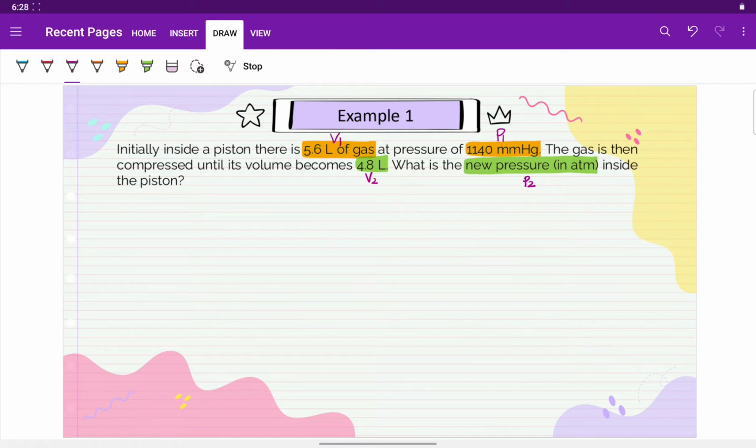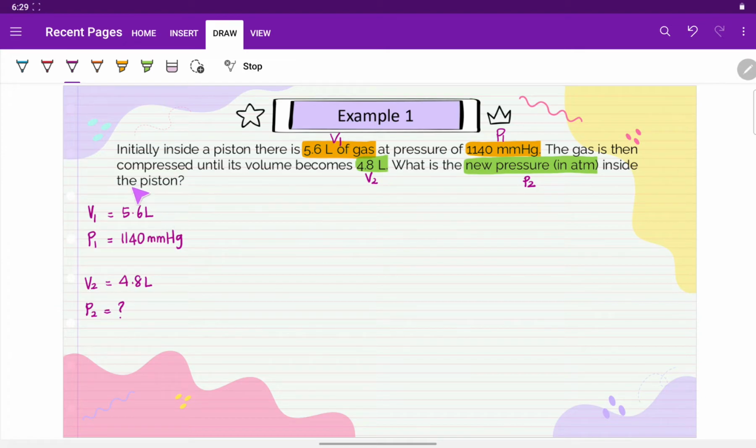Okay, so untuk awak nampak lagi jelas apa yang awak akan buat, maklumat yang ada dekat sini kita tulis kat tepi. Okay, so we have V1 equals to 5.6 liter. Again, this is actually V1, volume 1. And then we have P1, which is 140 millimeter mercury. And then we have V2, which is 4.8 liter, and then we have P2 yang kita nak cari.